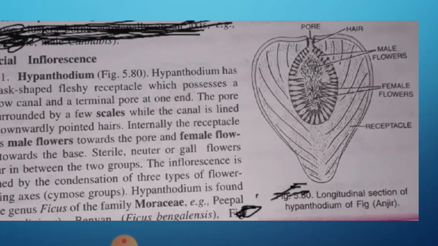The inflorescence is formed by the condensation of three types of flowers on a cymose axis. Hypanthodium is found in the genus Ficus of the family Moraceae, for example peepal, and also in banyan. So it is a special type of inflorescence known as hypanthodium. It has a flask-shaped fleshy receptacle with a narrow canal and a terminal pore at one end.